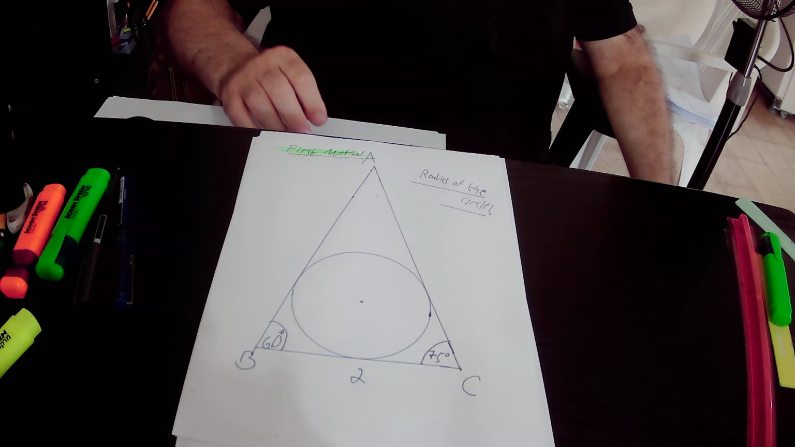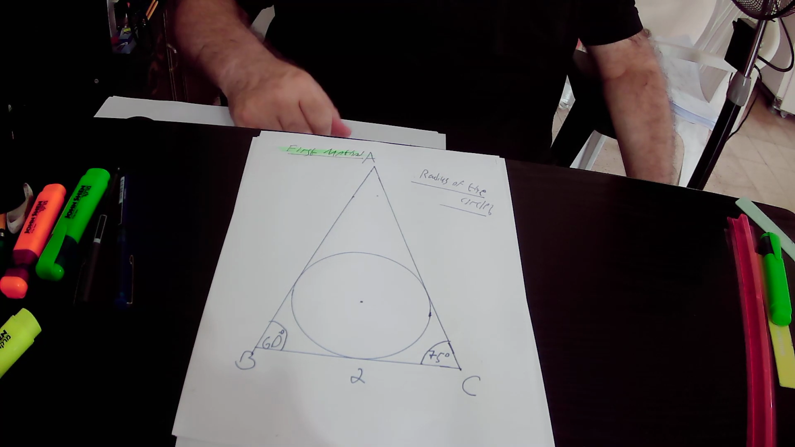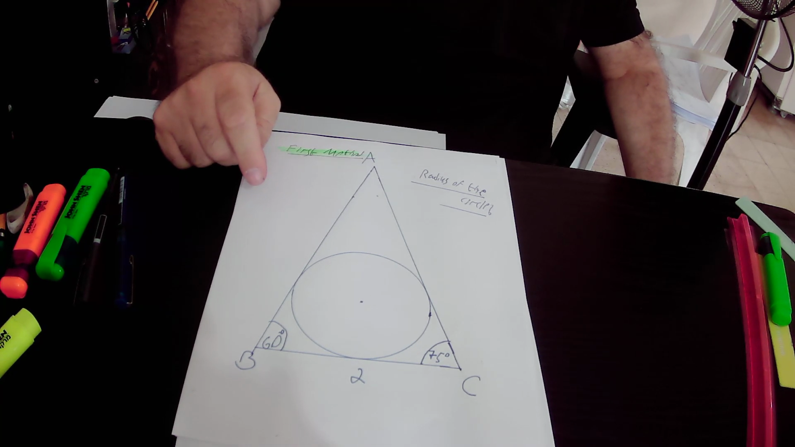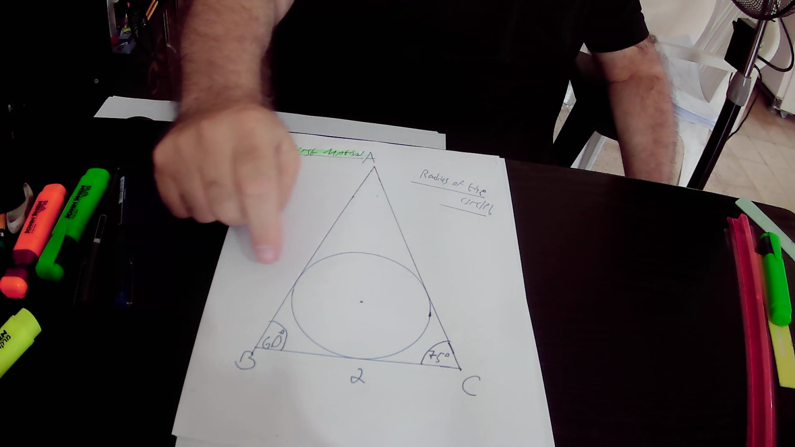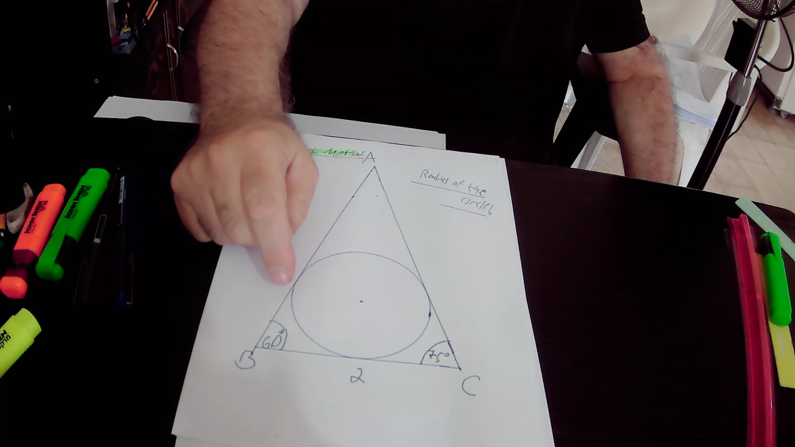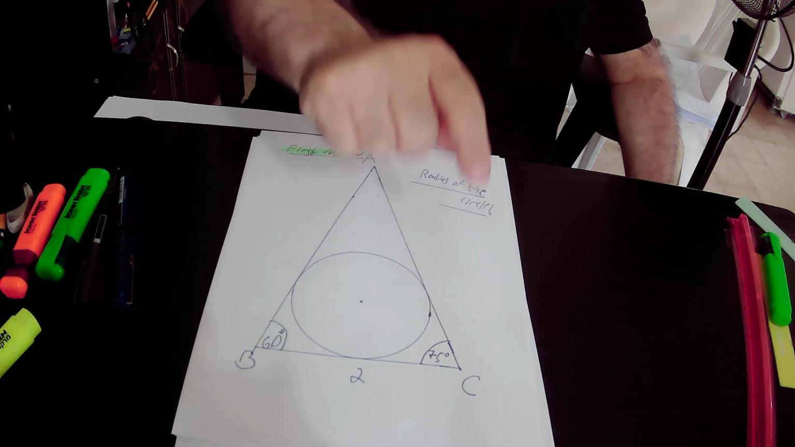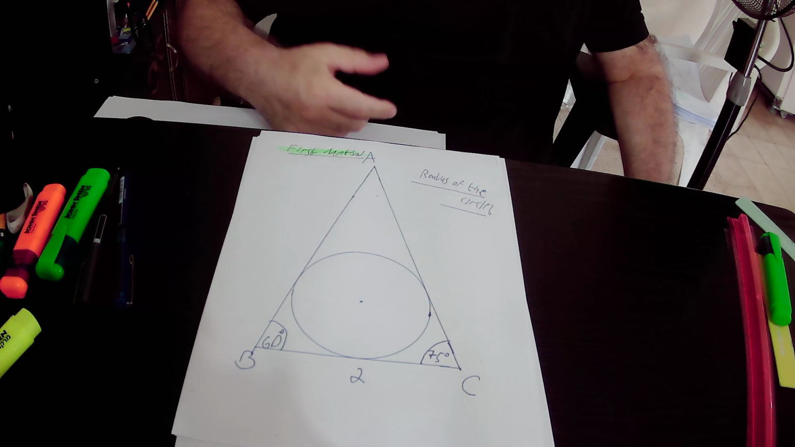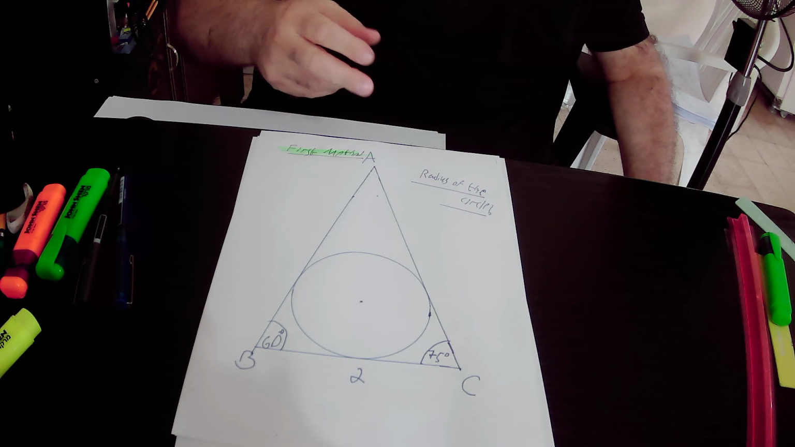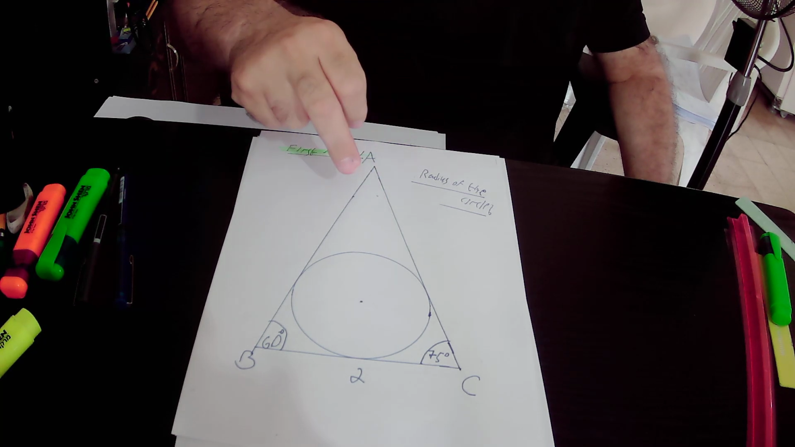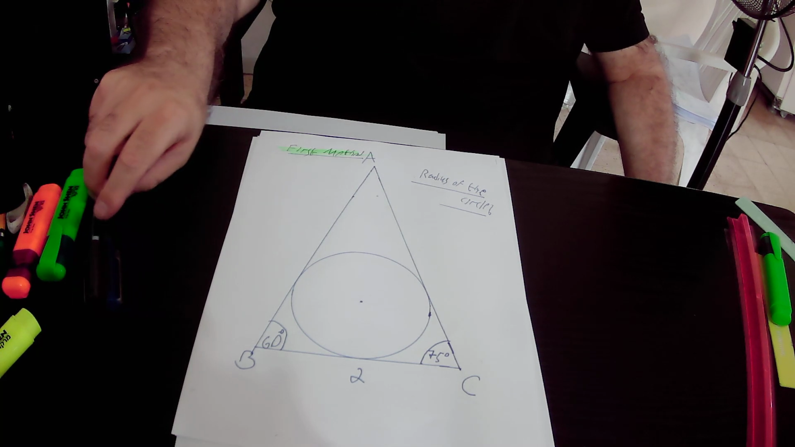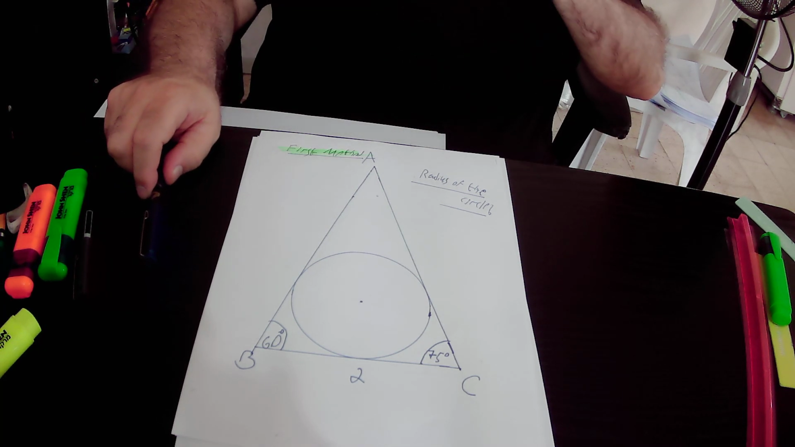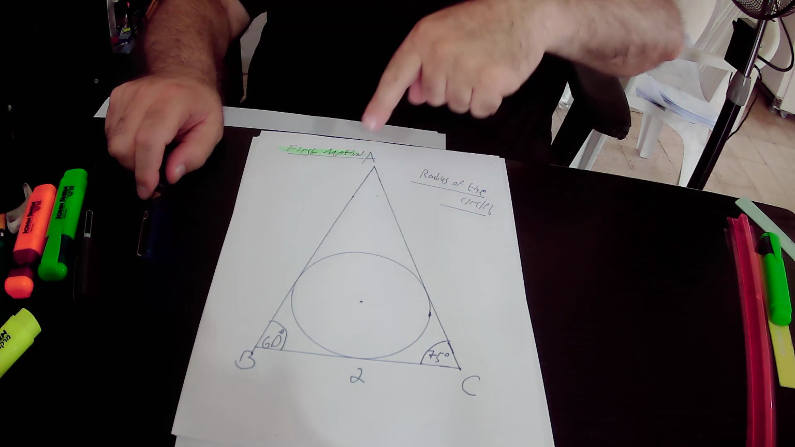In the drawing, we have triangle ABC, side BC equals 2 units, angle ABC equals 60 degrees, angle ACB equals 75 degrees, and our mission is to find out the radius of this circle that is inscribed by triangle ABC. We start with the first method, and here we draw from point C a perpendicular on AB.